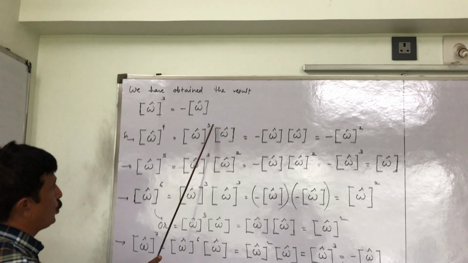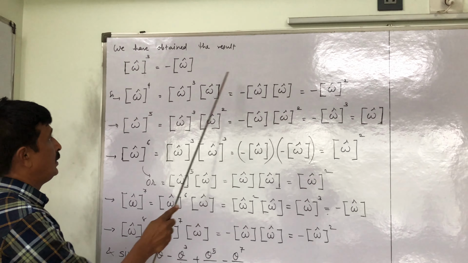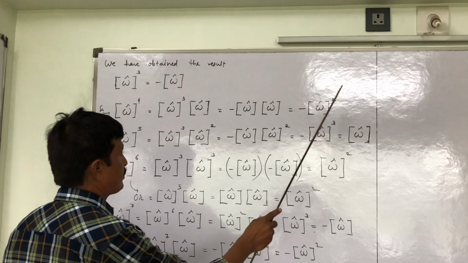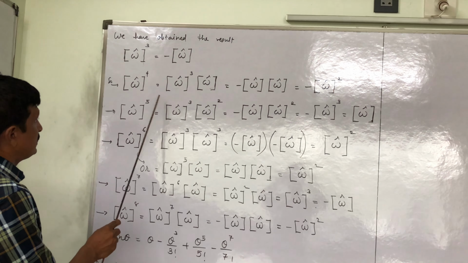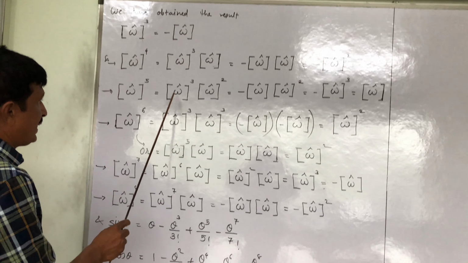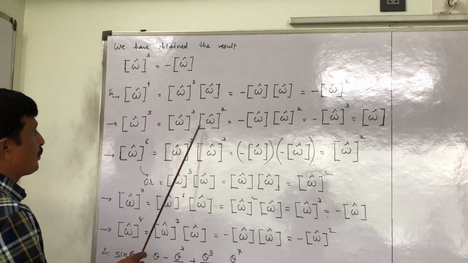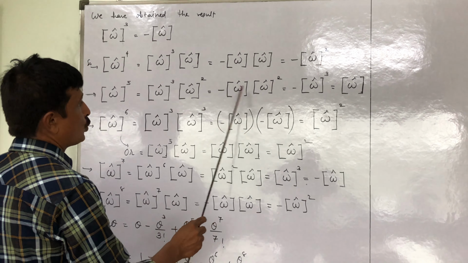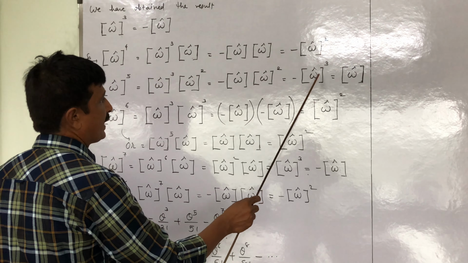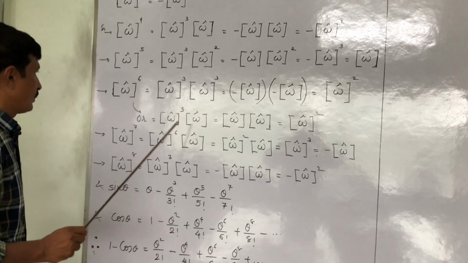So omega cap cube into omega cap, but omega cap cube is minus omega cap into omega cap. So minus omega cap square. Omega cap raised to 5: we can write this way, omega cap cube into omega cap square. But omega cap cube is minus omega cap into omega cap square, so minus omega cap cube. But omega cap cube is minus omega, so minus minus plus. So skew symmetric omega cap.